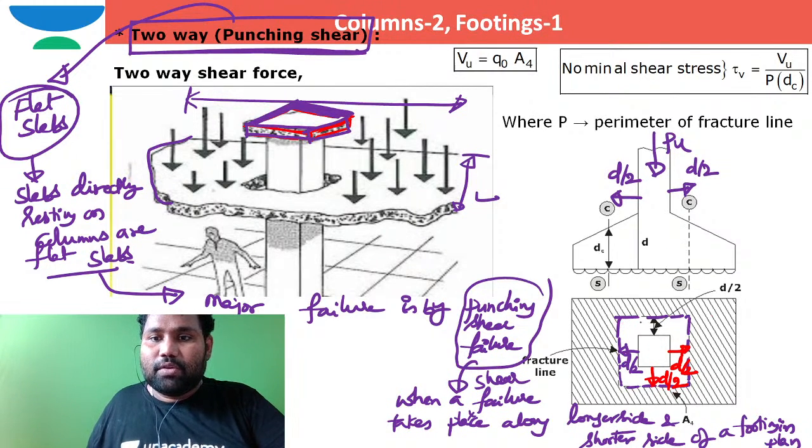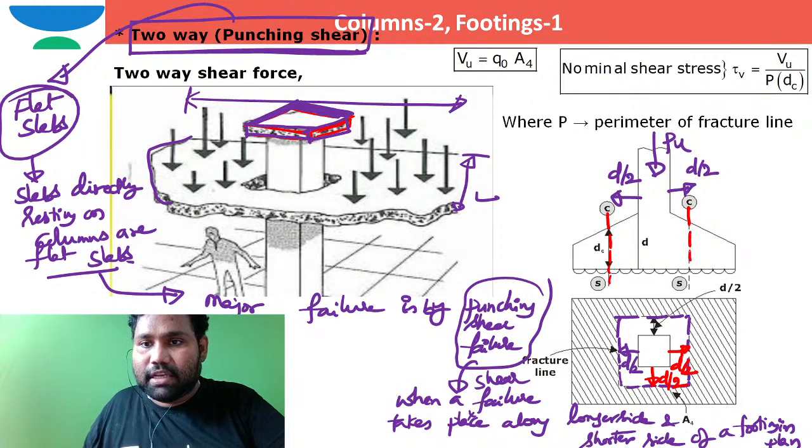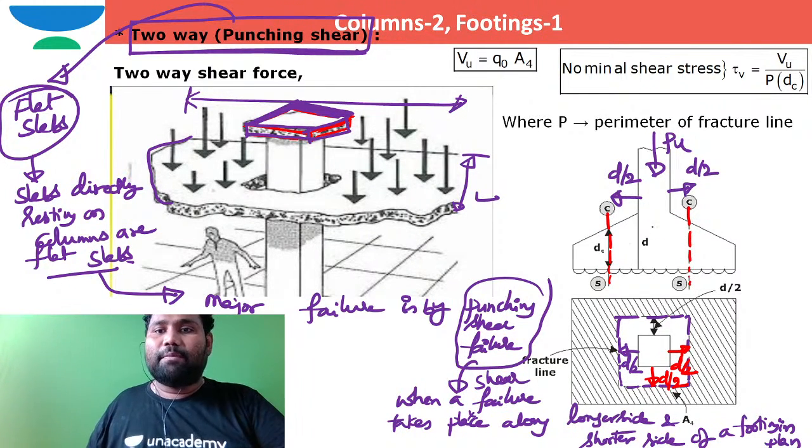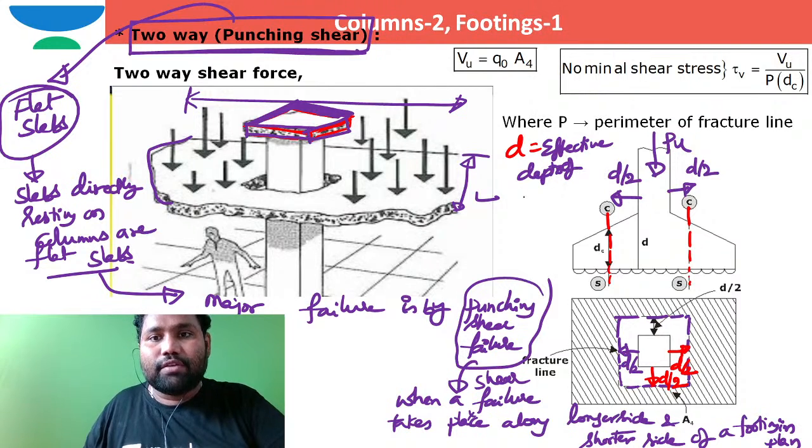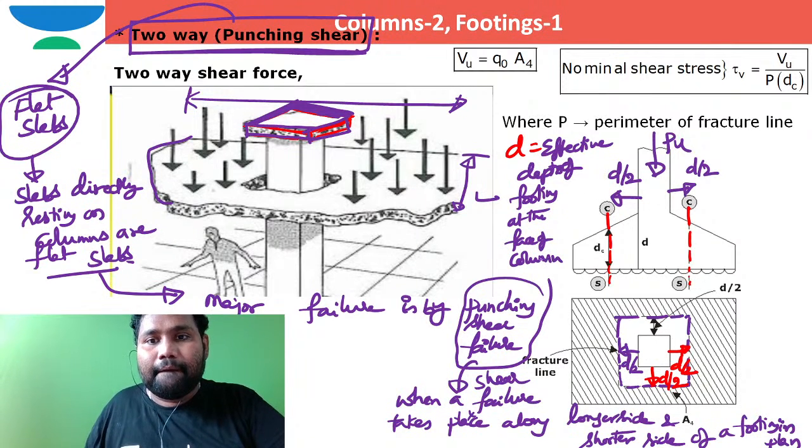Here you are able to see this is the critical section for two-way shear failure. What does this d stand for? d stands for the effective depth of the footing at the face of the column.